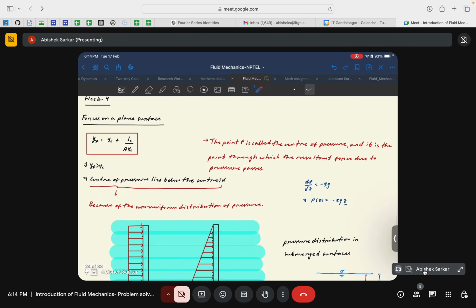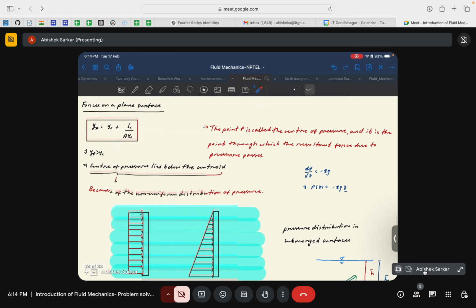And as you can see, since all these terms on the right hand side of the equation are positive, you will get a basic idea that this yp is always greater than yc. That is, the center of pressure always lies below the center of gravity of the object. Okay, or the centroid of the object.